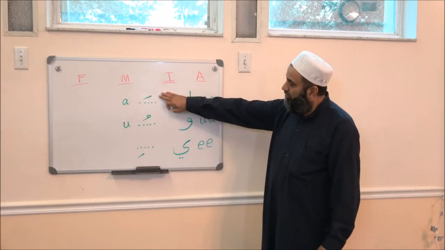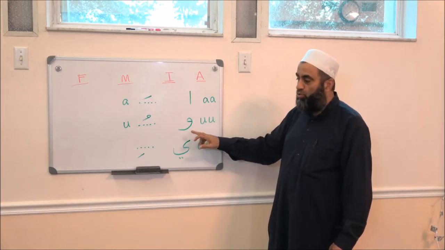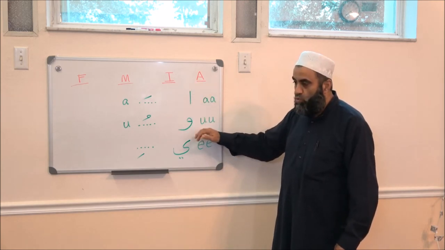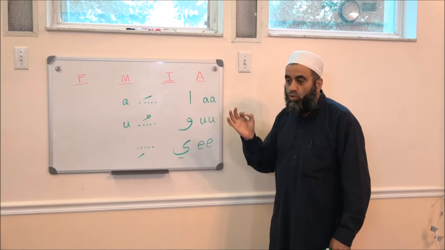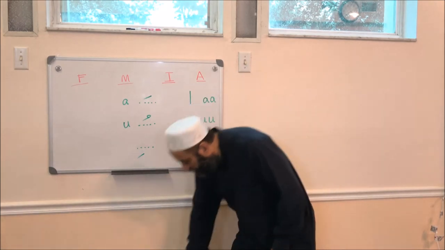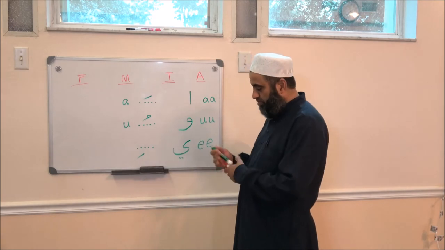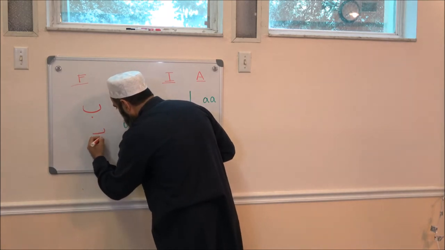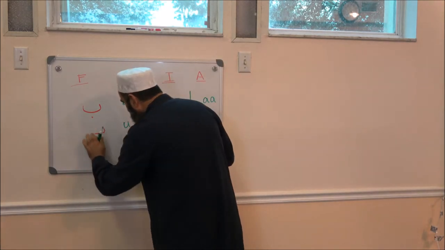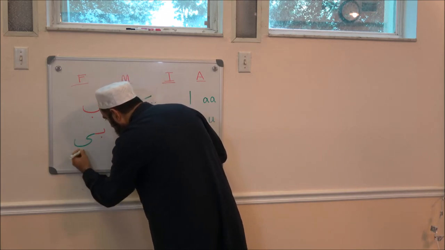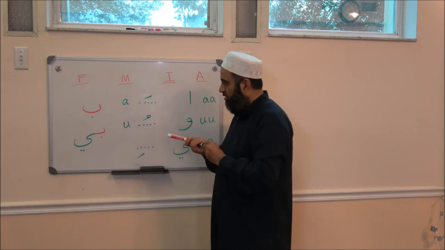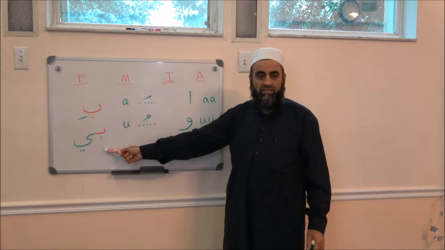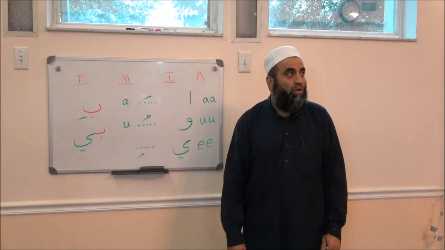So on the top is A. This looks like mommy. Ooh. This one at the bottom of the letter is just E. A, U, E. Let's practice with Bismillah. With the Ba again. So what do I have here? Ba. And this one is? Bi. Okay, we are almost there.